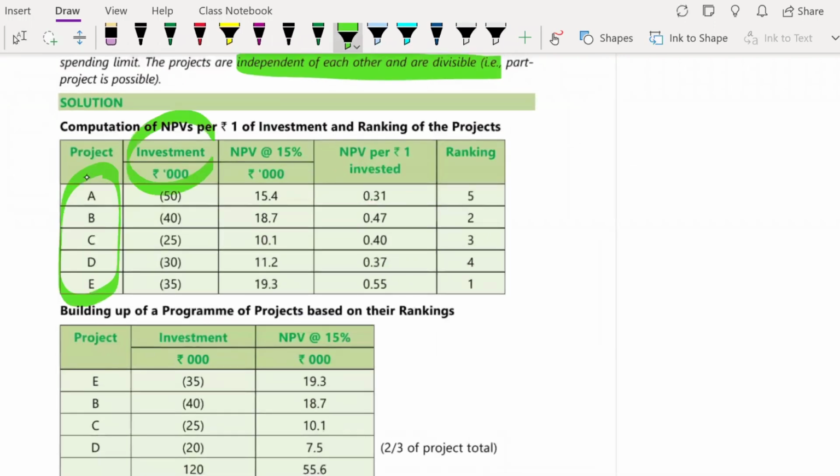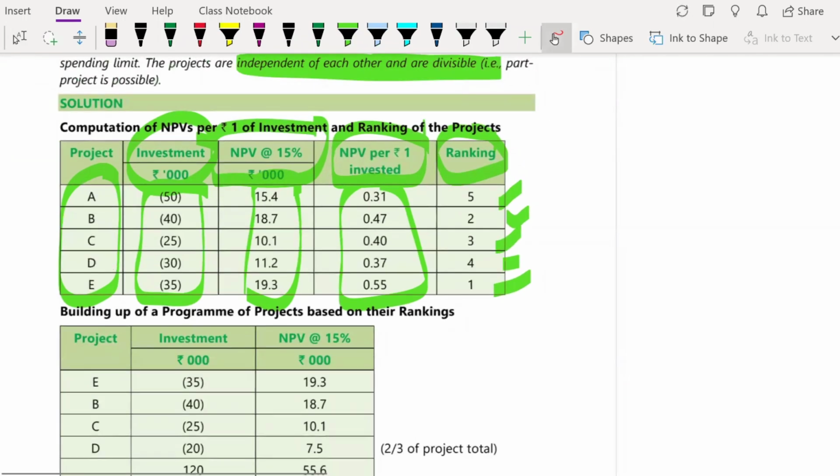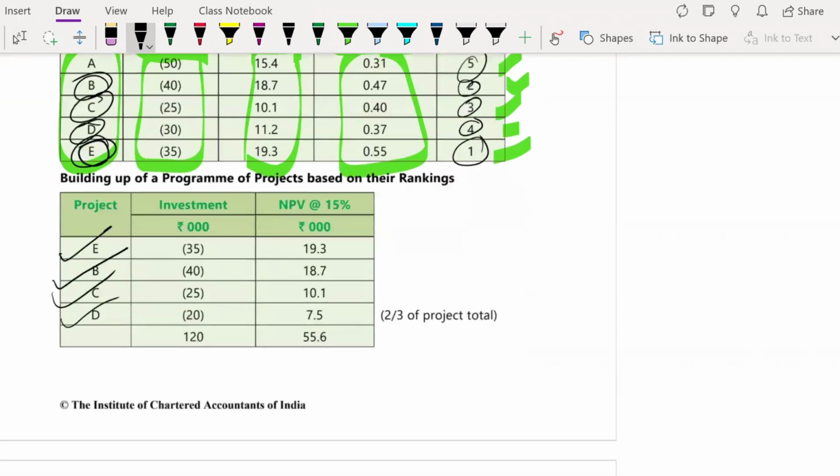They have taken all projects. They have written all the investments in thousands. NPV is in thousands. They have then found out NPV per 1 rupee invested. They have done the ranking. The ranking is 5, 2, 3, 4, 1. Okay. So here, the ranking is 1, 2, 3, 4, and 5. So first you will invest in project T. Second you will invest in project B. First in project T, second in project T, third in project C, and fourth whatever is left in project B. Okay, so this is the total investment happening, 1,20,000, and the NPV that you are getting from this is 55,600.